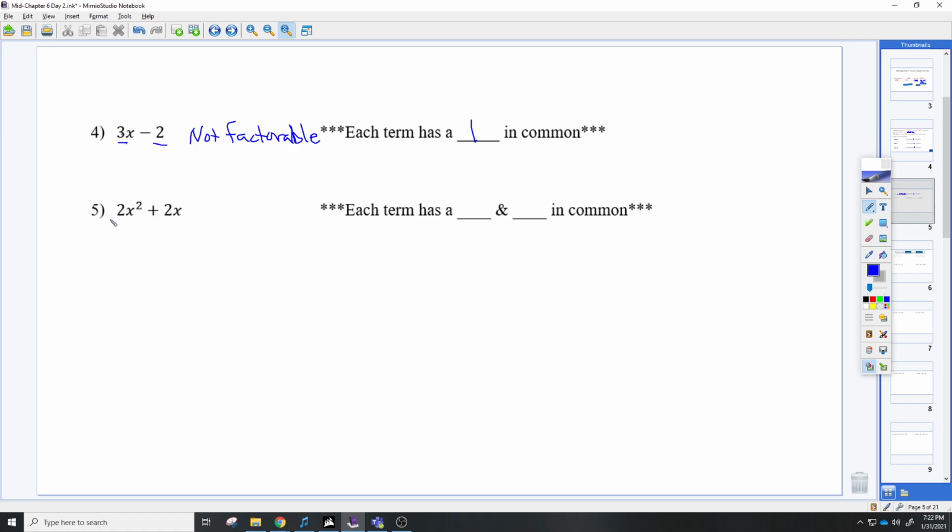There's no GCF. And number 5, 2x squared plus 2x. Each term, we look at the numbers. 2 can go into both the 2's. And again, x to the first would be the smallest one. So it is possible to deal with numbers only, variables only, or it could be possible to factor out both numbers and variables.